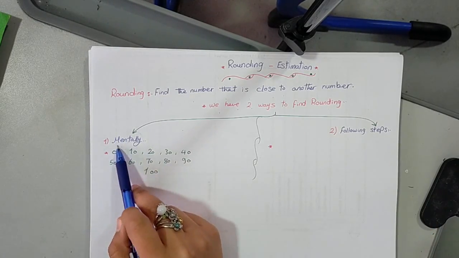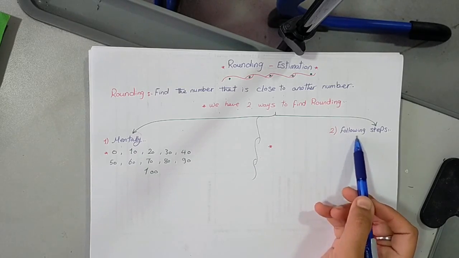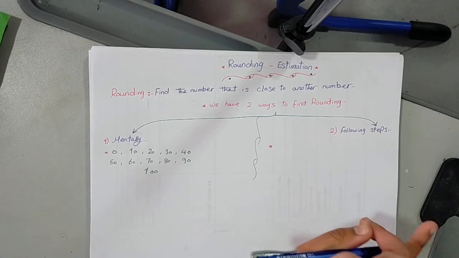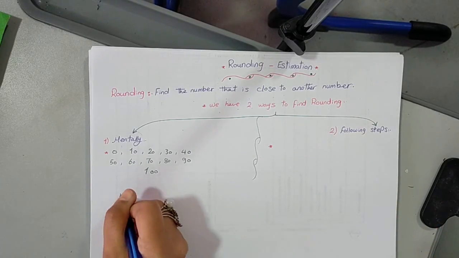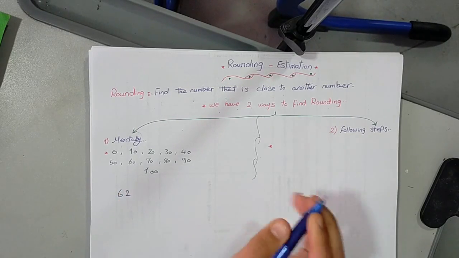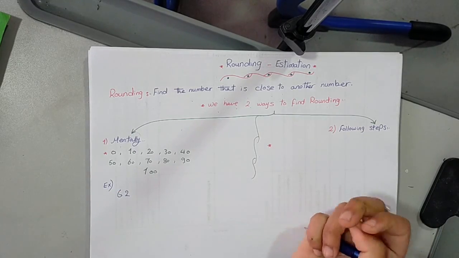The first way is mentally. The second way is following some steps, following two steps. Mentally, if I have a number like 62, any number between two tens.